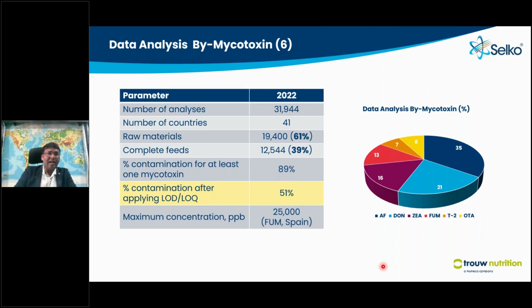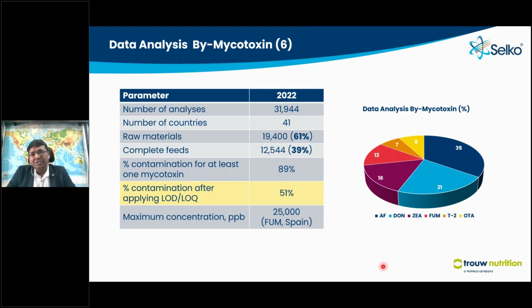But when you apply the LOD and LOQ, LOD especially here, it reduced to 51%, right? So remember that sometimes the instruments can give a value even if the value is less than the limit of detection. We should not consider that. That's why they made the limit of detection. So you see, the way we present is also very important. So it reduced to 51%, and the maximum concentration of the toxin we found was fumonisin from a Spain sample. It was 25,000 ppb or 25 ppm.